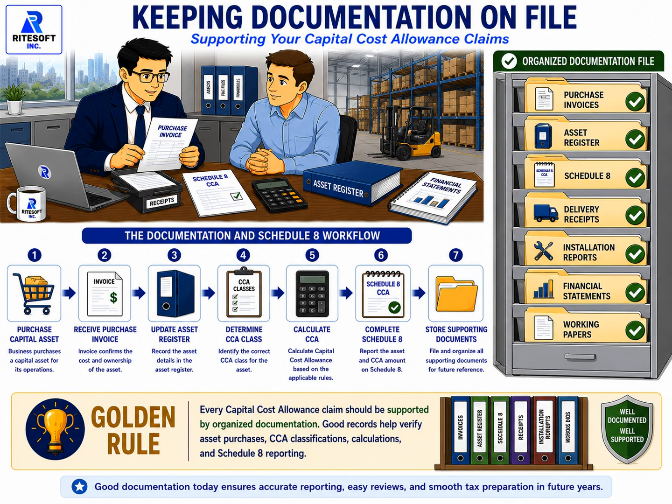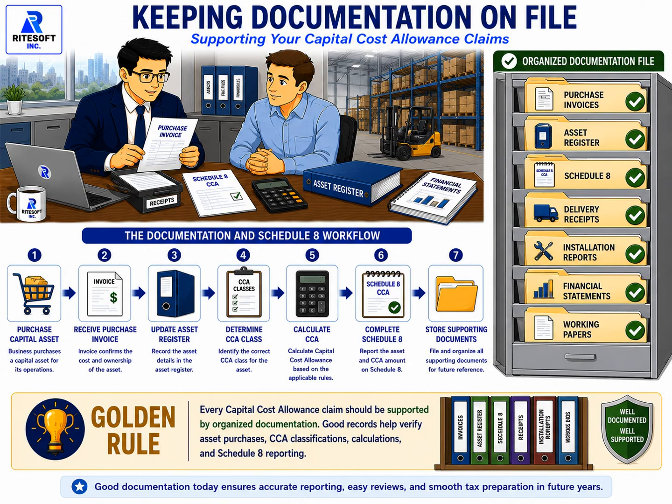Next, the asset should be added to the corporation's fixed asset register. The asset register provides an ongoing record of every capital asset owned by the business and helps track capital cost allowance calculations over multiple taxation years.